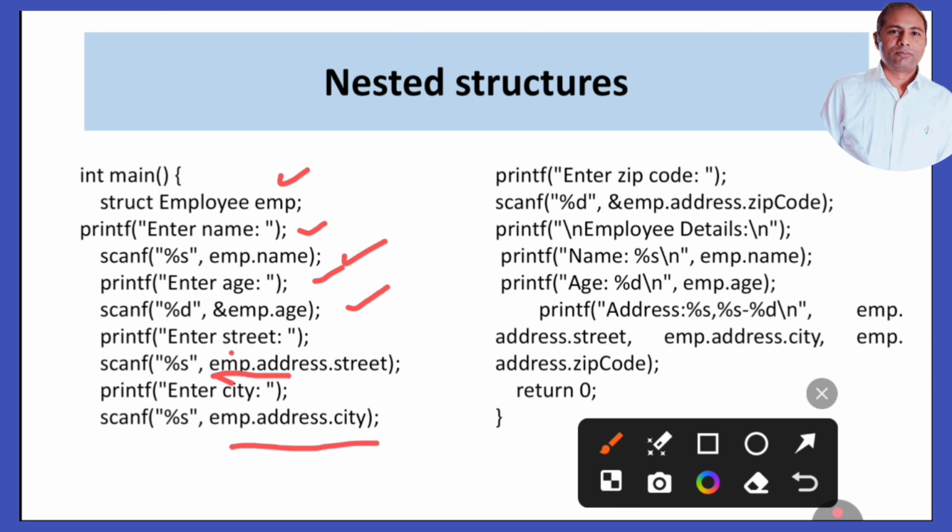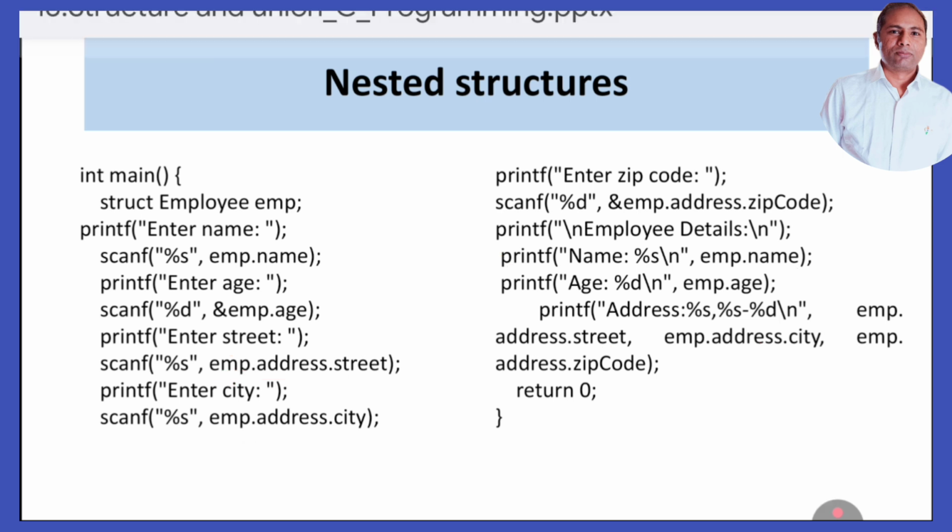Then we can display the data of this person. We write printf emp.name. For displaying the age we write emp.age. For displaying the address, we write emp.address.street, emp.address.city, and emp.address.zip code. So thus we can use a structure inside a structure. That is known as the nesting of the structure.